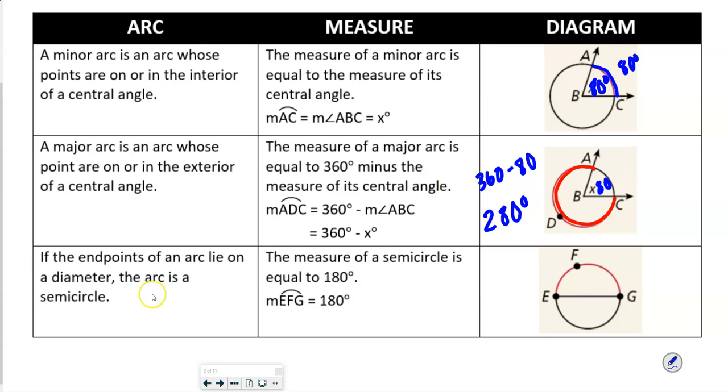Okay, so then if the endpoints of an arc lie on the diameter, then the arc is a semicircle. Here what you need to know is that half a circle, if we divide 360 by 2, is 180, right? So this arc right here, EFG, is 180, because it's half the circle.